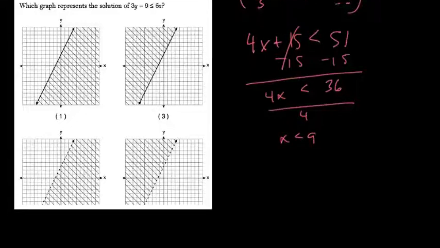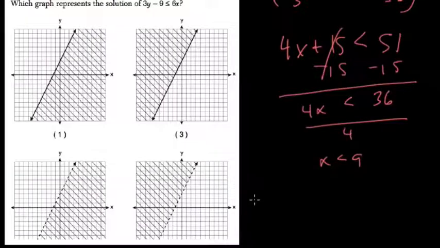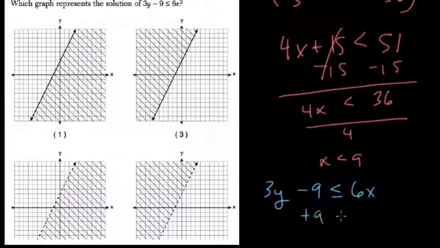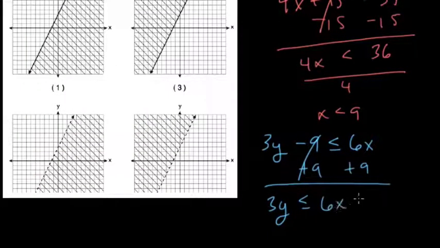What graph represents the solution for 3y minus 9 less than or equal to 6x? So I'm going to utilize the graphing calculator here, but I'm just going to rewrite this in y equals mx plus b format. All I have to do is add 9 to both sides. That's my first step. This cancels out. 3y is less than or equal to 6x plus 9.